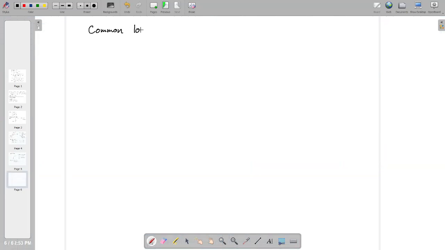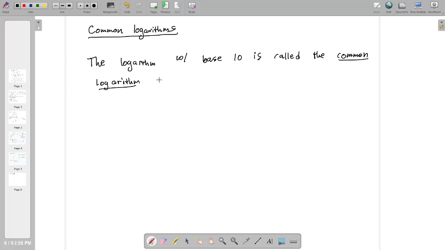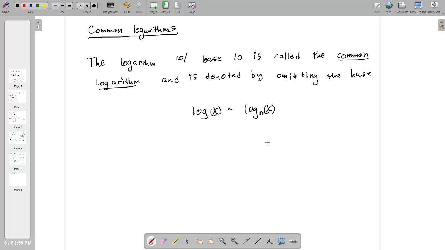The next thing I want to talk about is common logarithms. The logarithm with base 10 is called the common logarithm and is denoted by omitting the base. So it'll look like this, log of x, where it doesn't actually show a base. And this is the same thing as log base 10 of x. Now this is important because log x is on your calculator.